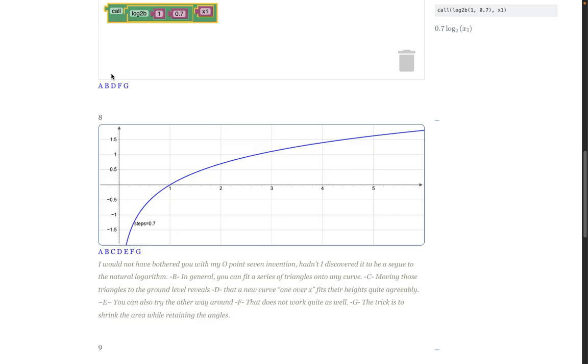I would not have bothered you with my 0.7 invention hadn't I discovered it to be a segue to the natural logarithm. In general, you can fit a series of triangles onto any curve. Moving those triangles to the ground level reveals that a new curve, 1 over x, fits their heights quite agreeably. You can also try the other way around. That does not work quite as well. The trick is to shrink the area while retaining the angles.